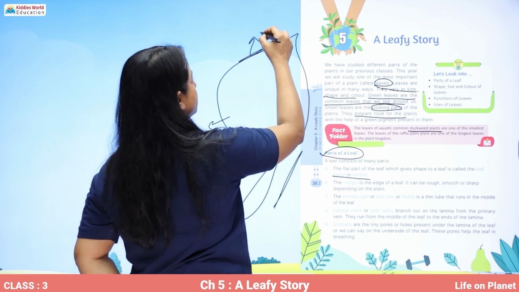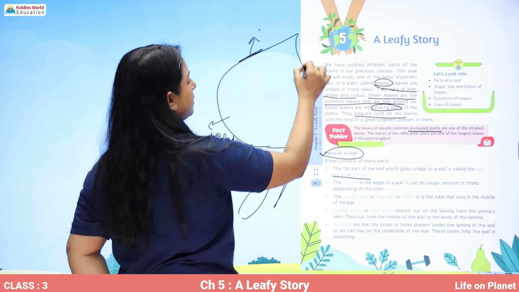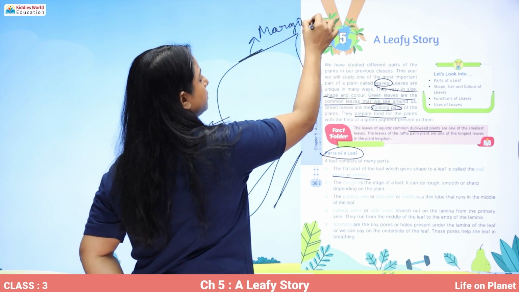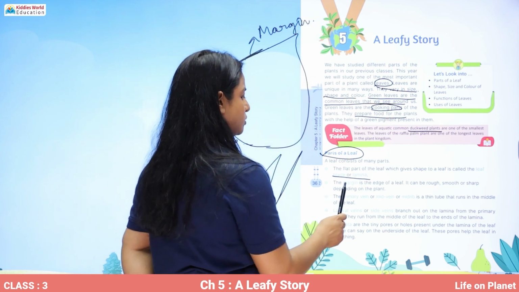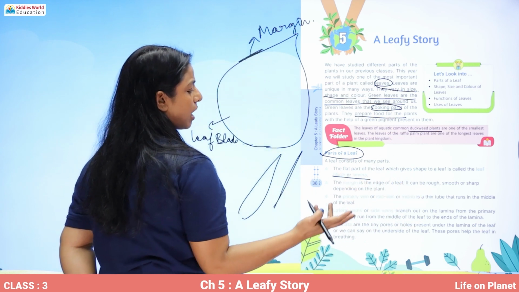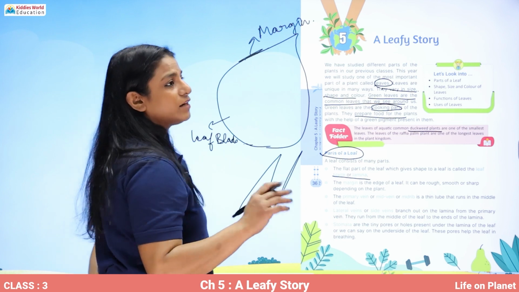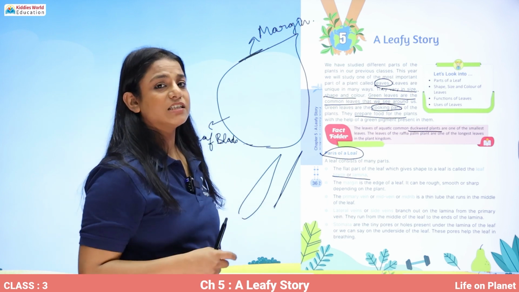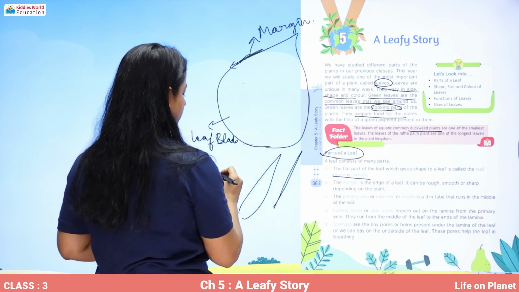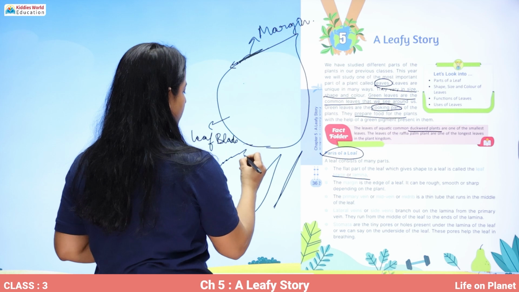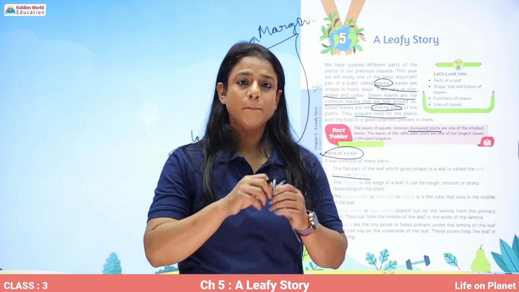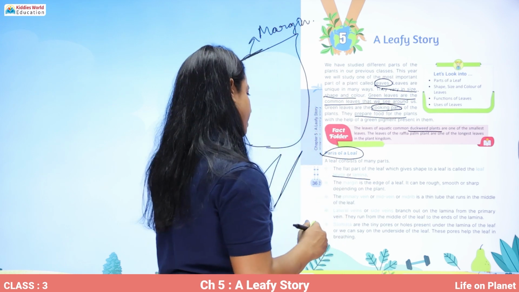Then the margin is the outline that is there. It is called the margin of the leaf. The margin is the edge of the leaf. It can be rough, smooth, or sharp, depending on the plant. According to the plant, some have very smooth margins, some have margins like this. The rose plant has this kind of margin, and some of the leaves are very rough and pointed at their margin.